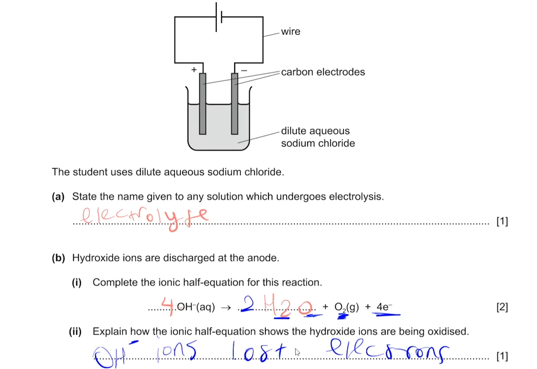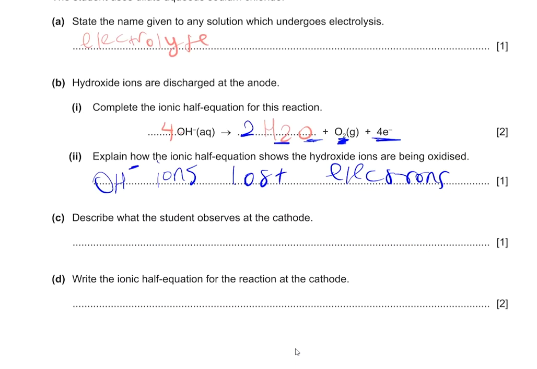Describe what the student observes at the cathode. So that's the cathode over here, which has hydrogen gas as a product, since we have dilute sodium hydroxide. Therefore, describe what the student observes at the cathode.